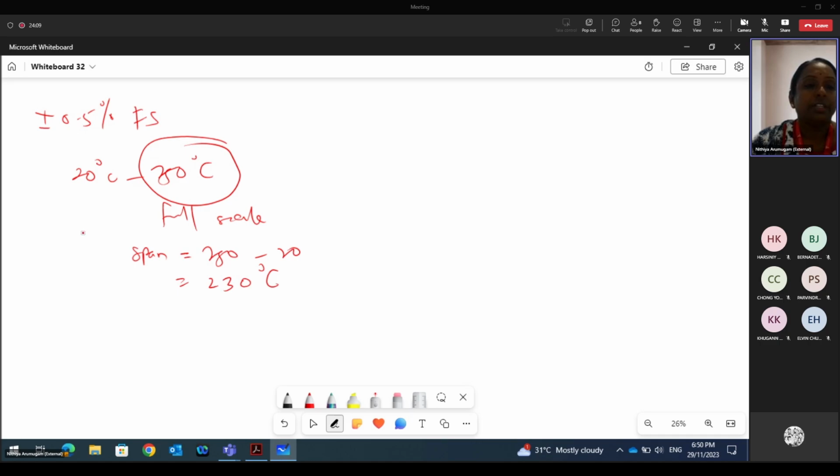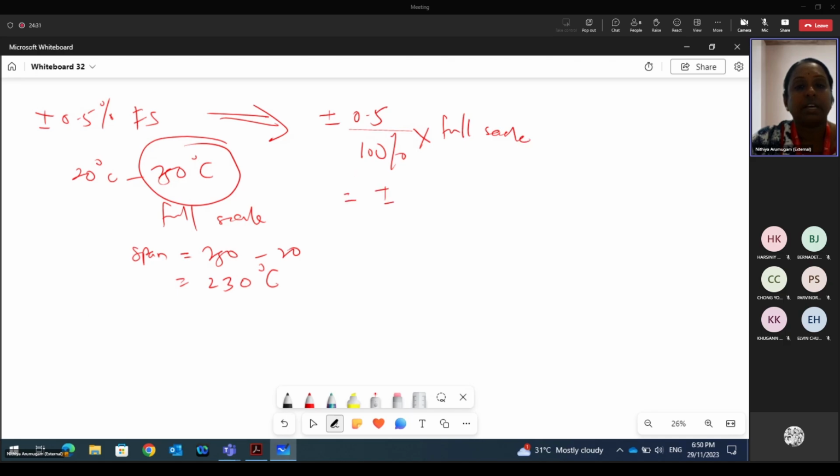Using this, we need to calculate the error and the possible temperature. With the 0.5% full scale, we can calculate the error as plus minus 0.5% accuracy that is given, over 100% because of the full scale, times the full scale value. So this is plus minus 0.5 over 100%, and the full scale value is 250 degrees Celsius. From here we get plus minus 1.25 degrees Celsius. So this is the error.